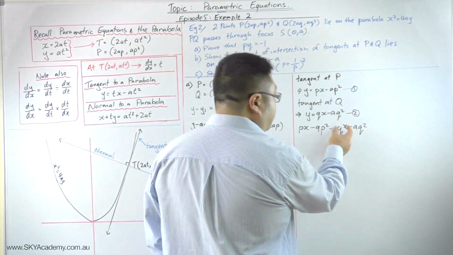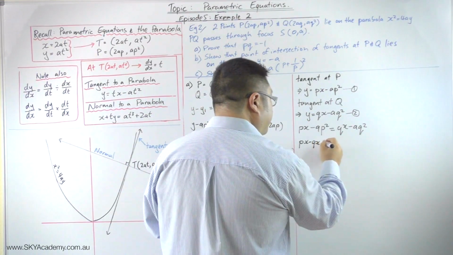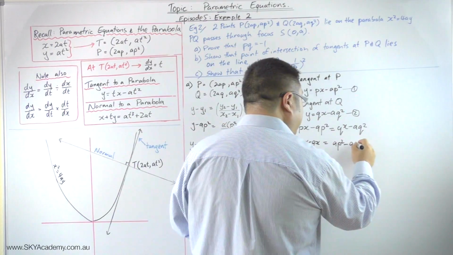So let's bring this over to this side. So we're left with px - qx, and bring this over to this side, so it's ap² - aq².